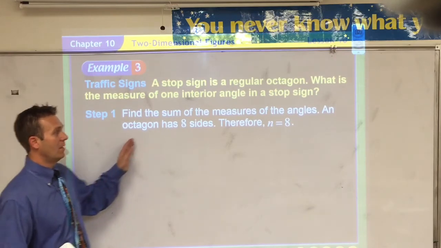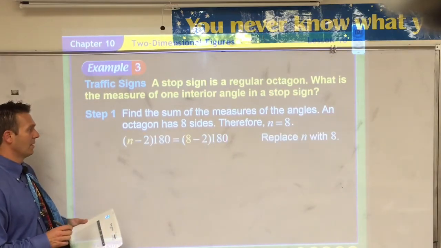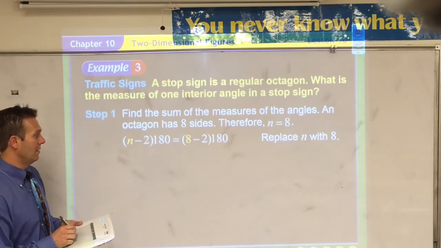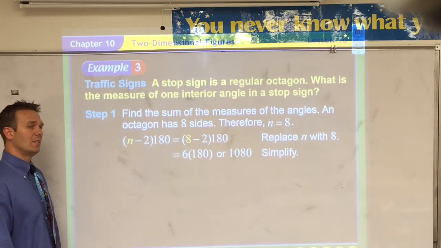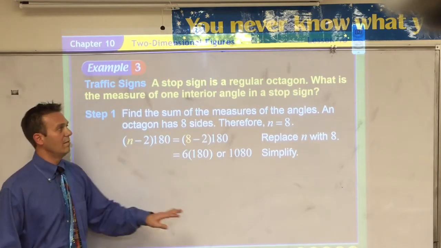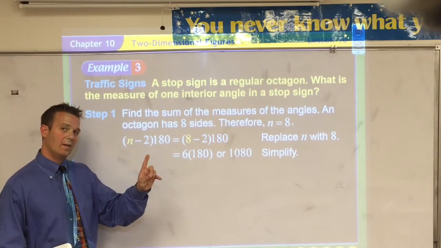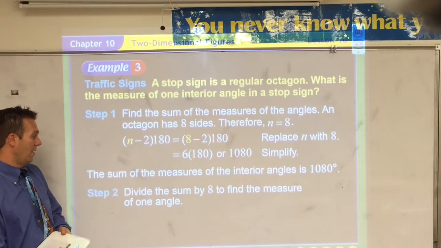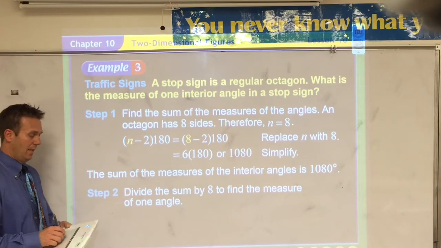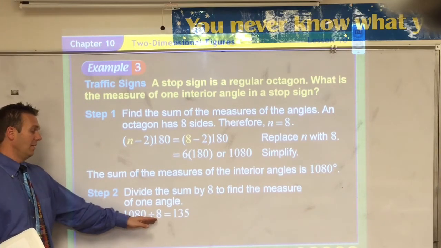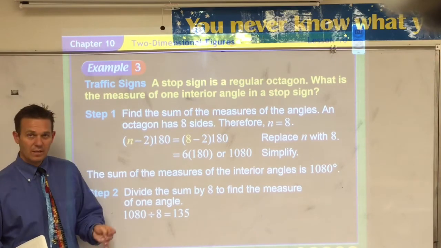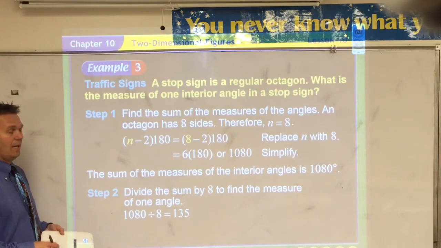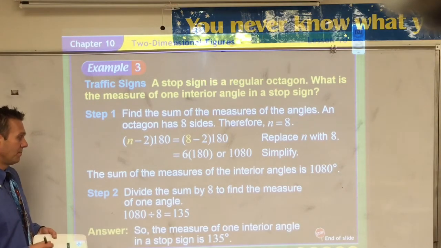Well, we know that the octagon has 8 sides, so we're going to let n equal 8. And we're going to use that formula again, n minus 2 times 180. Replace the n with 8, and we get 6 times 180, which is 1080. We just found the sum of all of the interior angles, but we want to know just one. So how many angles are there in an octagon? There are 8 angles. So we have to divide 1080 by 8. The number of angles is the number of sides. So 1080 divided by 8, one of the angles would be 135 degrees.